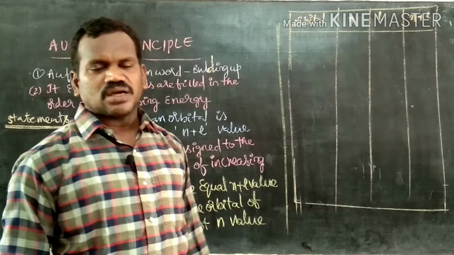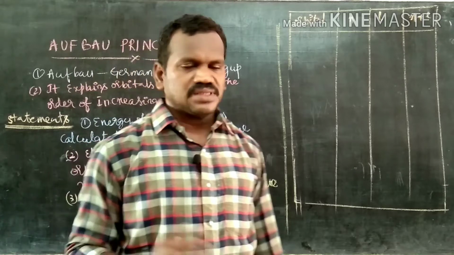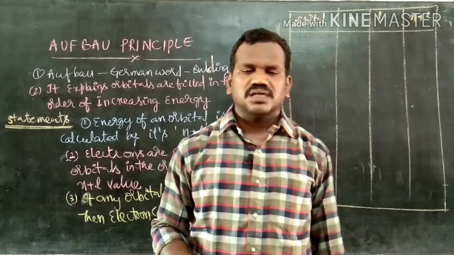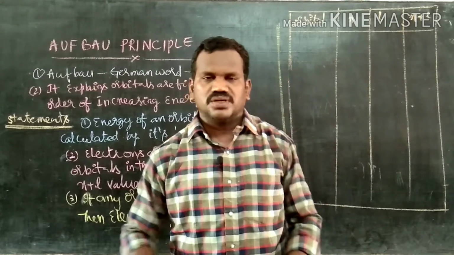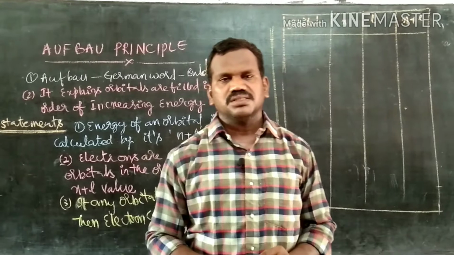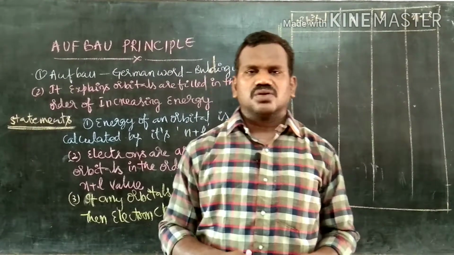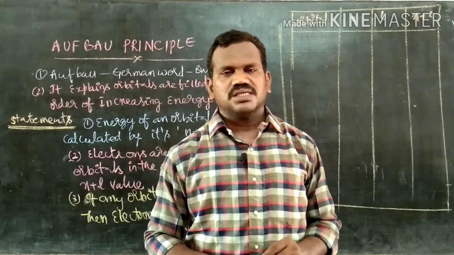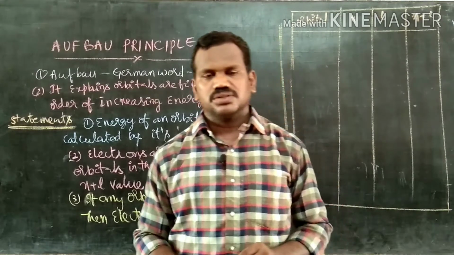We discussed many topics in the structure of atom, that is mainly quantum numbers, different kinds of quantum numbers and what they represent, that we already discussed. Now let us come to one more important topic, that is how to write the electronic configuration. To write the electronic configuration, we are following some rules.